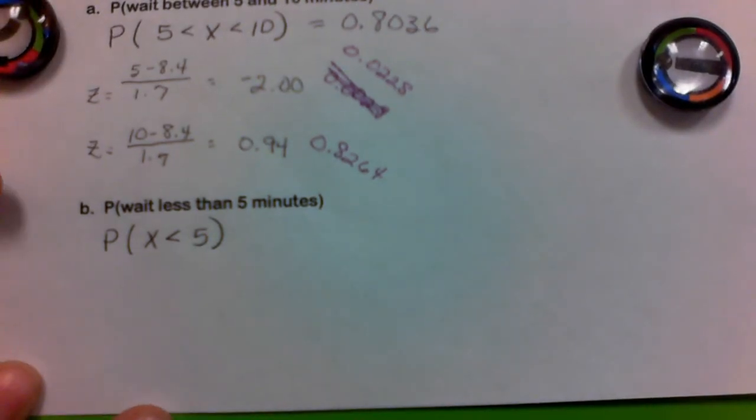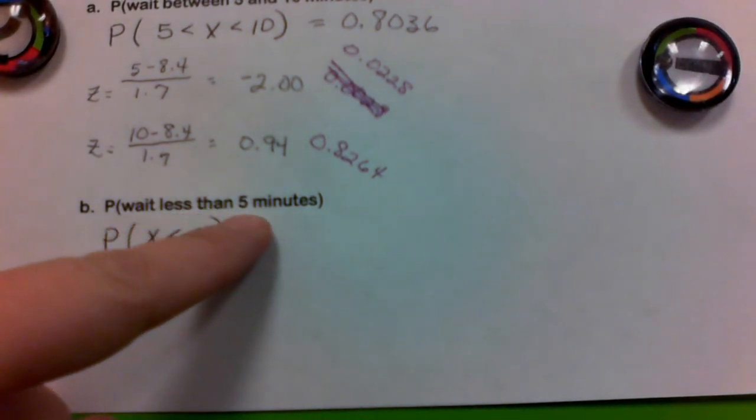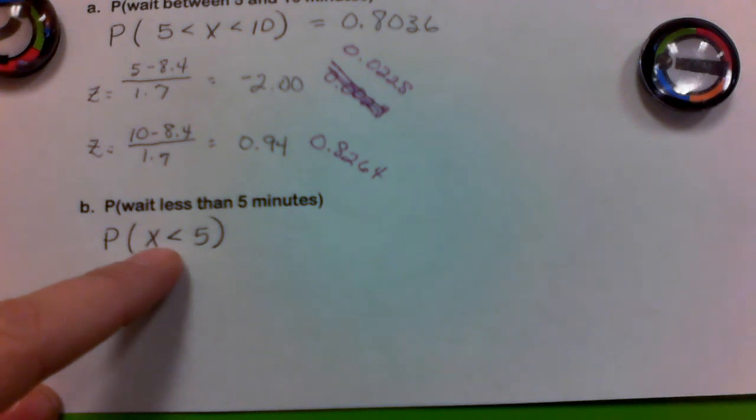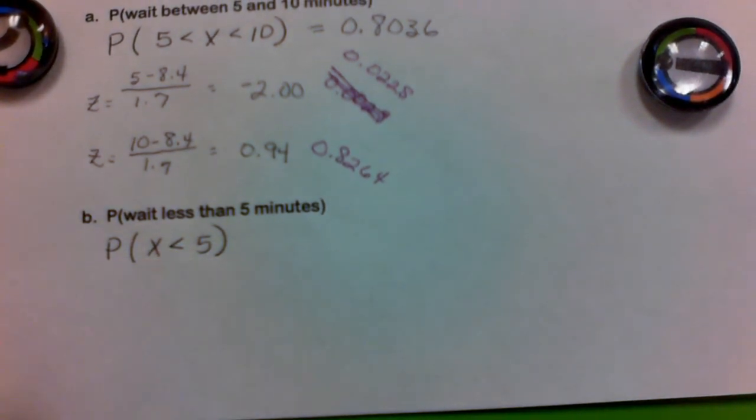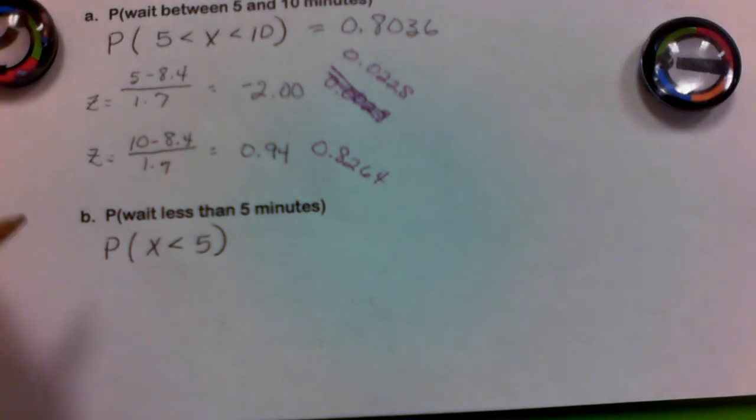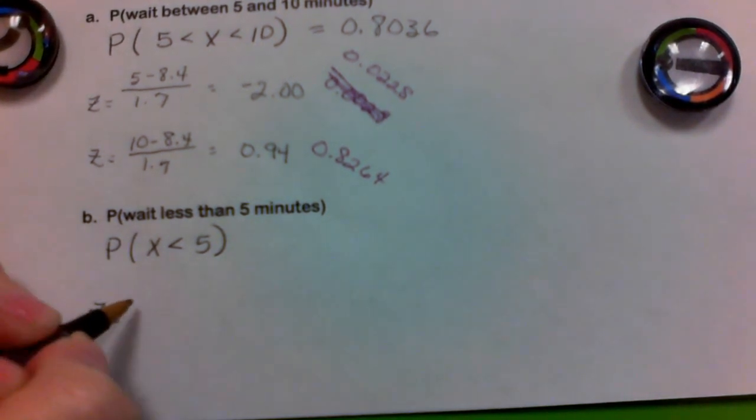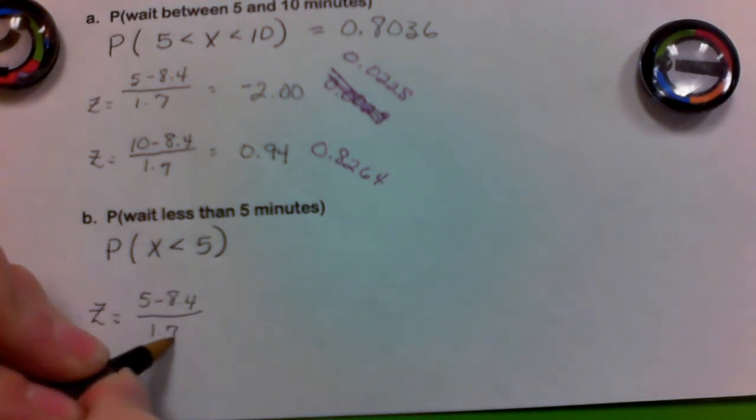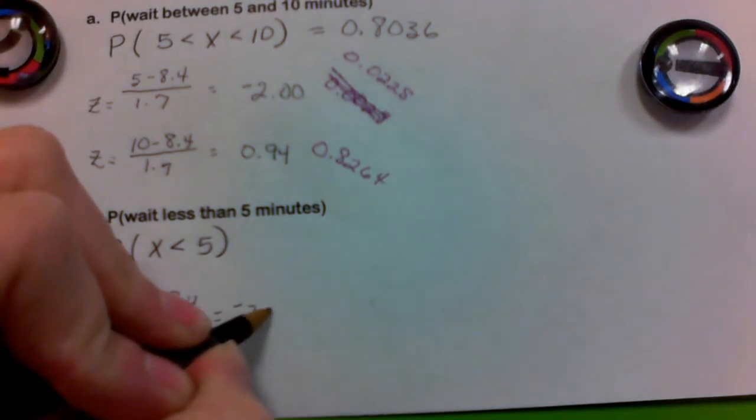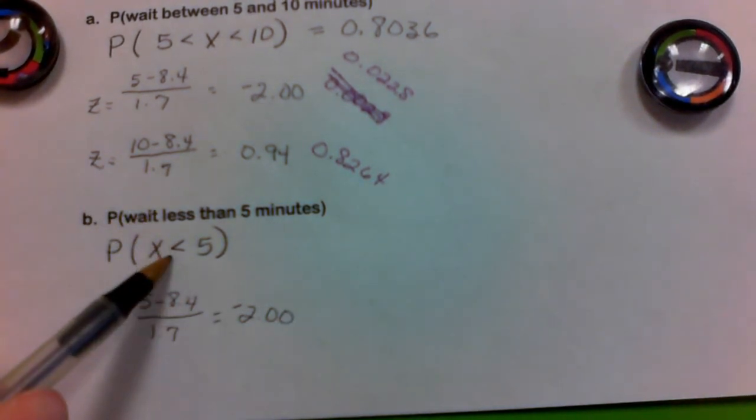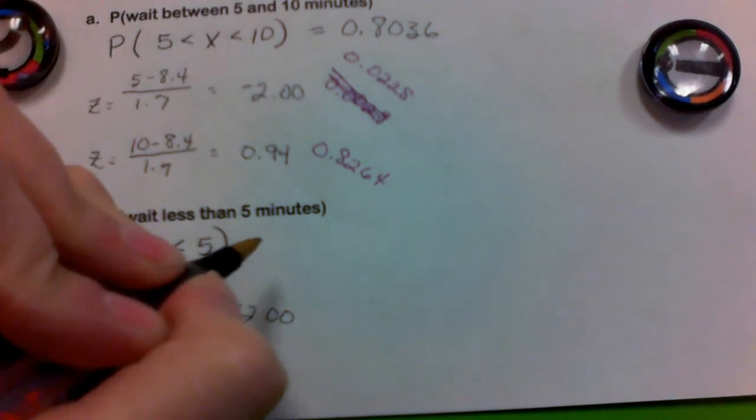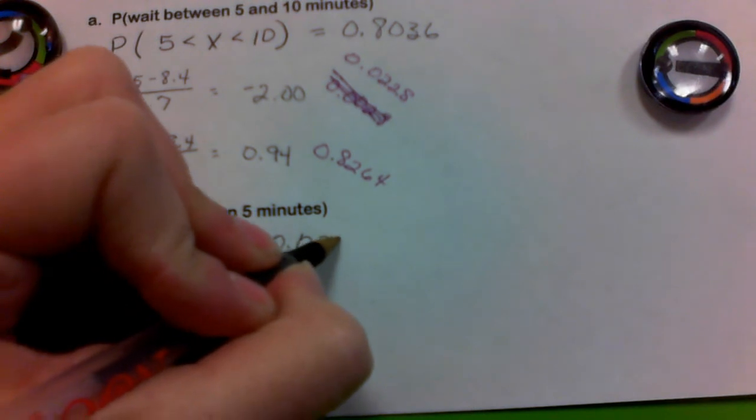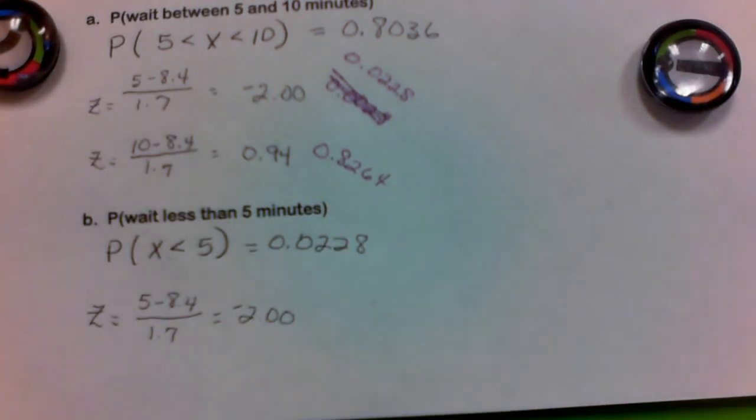Then part B to this says find the probability that the wait is less than 5 minutes. So x is less than 5. Since it's a less than, all I have to do is use the number from the z-table. Well, we're going to calculate z. Well, we actually calculated that in part A. It was 5 minus 8.4 over 1.7. We found that to be -2, or -2.00. Since it's a less than, I just use the number from the table, which we actually did in part A, so 0.0228. And I'll write it this time so I don't have to scribble. So that's how you apply these.